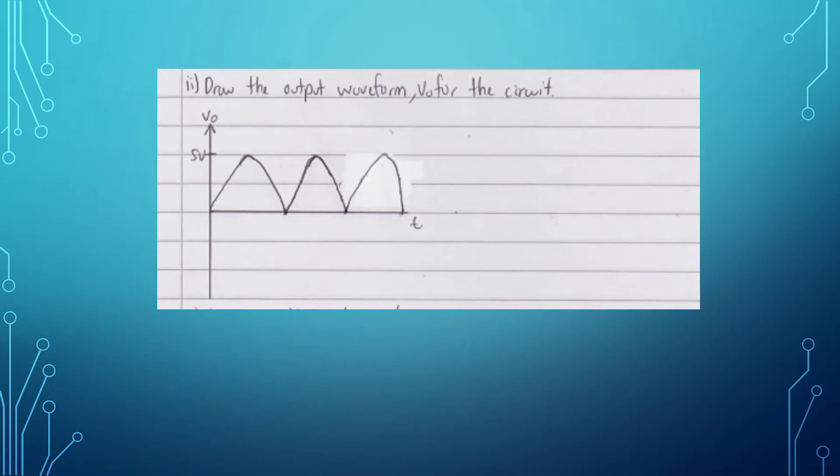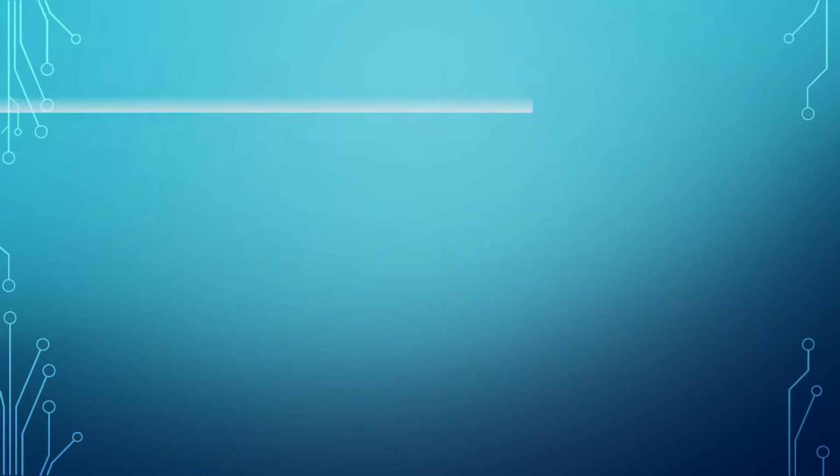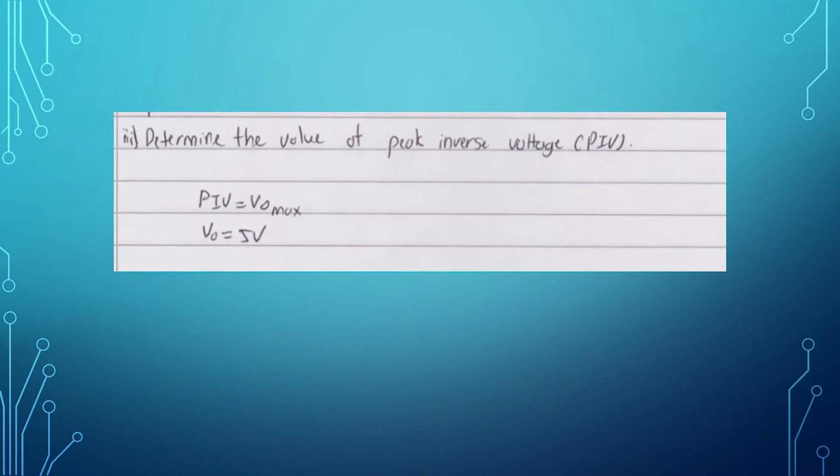The question 2. Draw the output waveform VO for the circuit. So this is the drawn output waveform. Okay, the third question. Determine the value of peak inverse voltage PIV. So the formula for PIV for this circuit is PIV equal VO max. VO in this case is 5 volt. So the PIV is 5 volt.